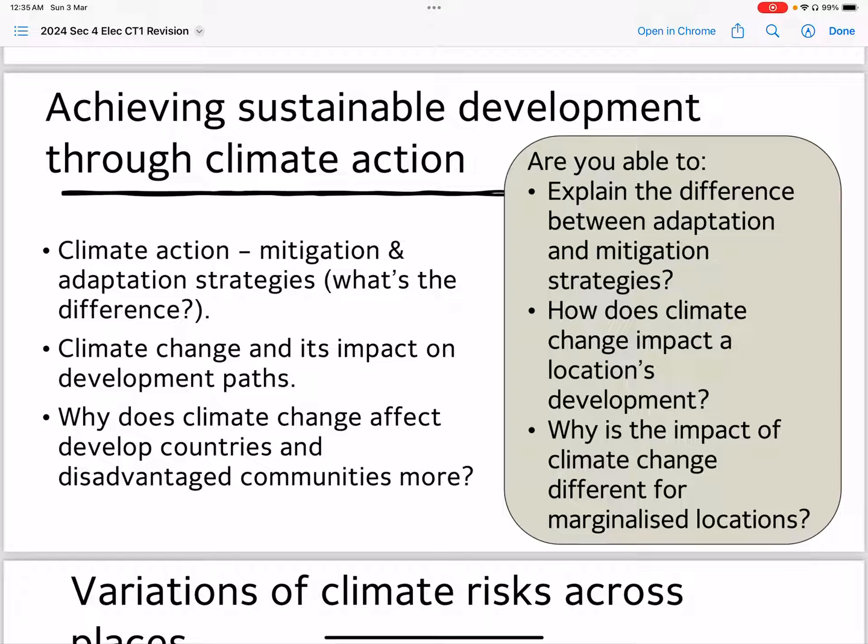Okay, then what are these strategies going to target? Right? So climate change and its impact on development paths. What are some of the potential impacts on development when a country faces climatic conditions that are evolving and changing constantly? Will it be more costly? Why would it be more costly? Will it be less costly? Will you have access to more resources, more benefits, right?